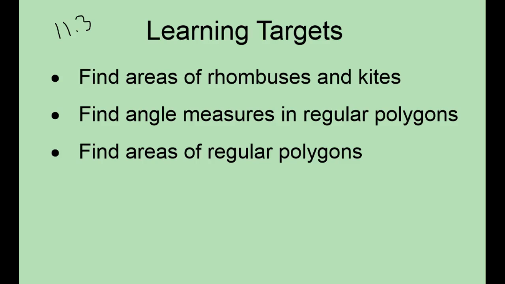So back to our learning targets. First we looked at the areas of rhombuses and kites, and to find those areas we used the diagonals in both of those figures. Then I looked at some angle measures in regular polygons and how to find those. And then finally we used the apothem to find the area of a regular polygon. Now that we've looked through these learning targets, go ahead and work on your homework for 11.3.